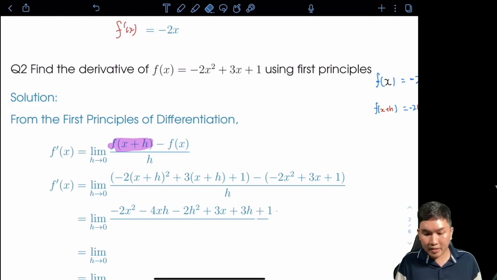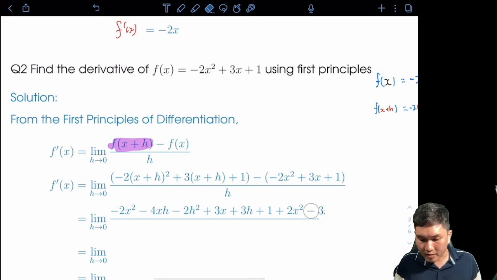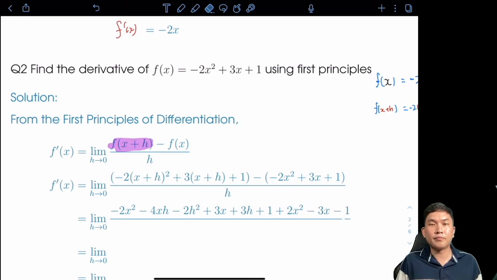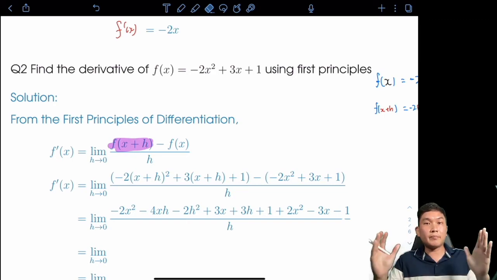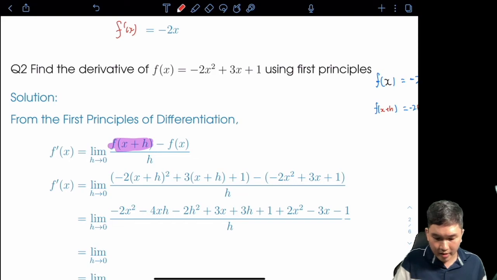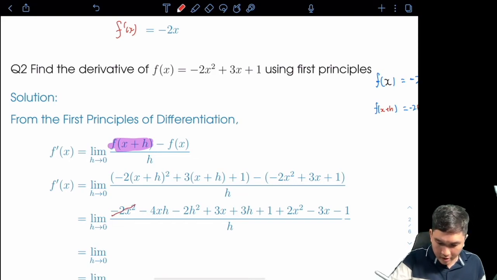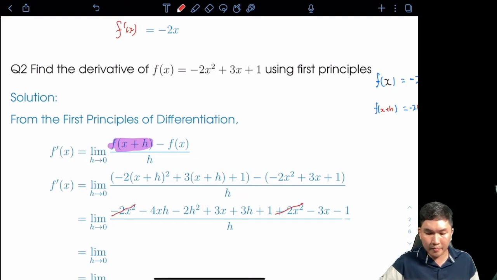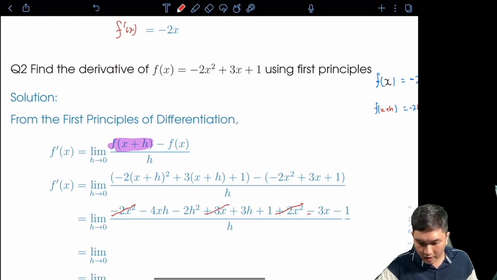Okay, next we're going to take this negative sign and multiply it into every single term inside here. They'll give us a positive 2x squared, and the rest of the terms are negative. And all of this is divided by h. Now we have fully expanded out the numerator, it is time to simplify. And we can cancel out these terms. Negative 2x squared can be cancelled with positive 2x squared. Positive 3x with negative 3x, positive 1 with negative 1.